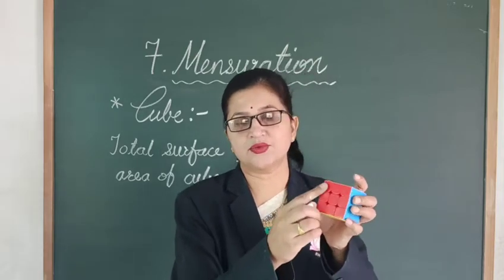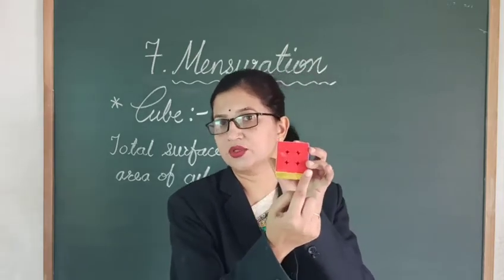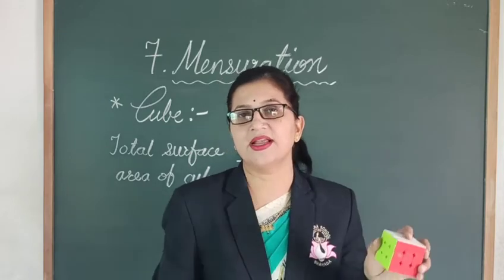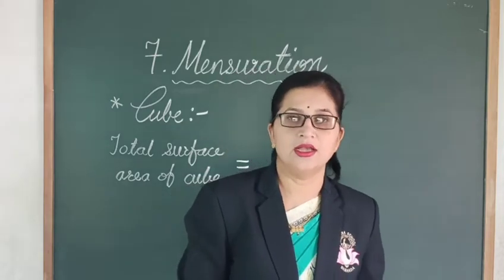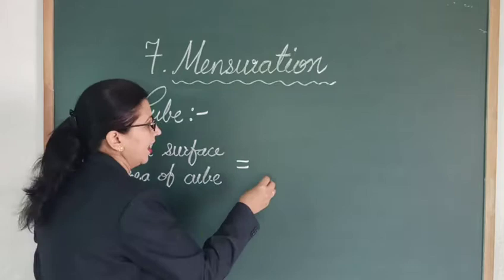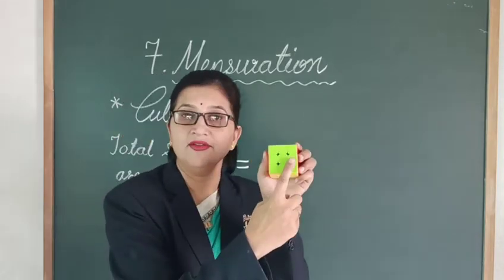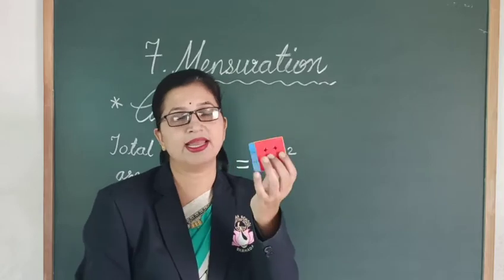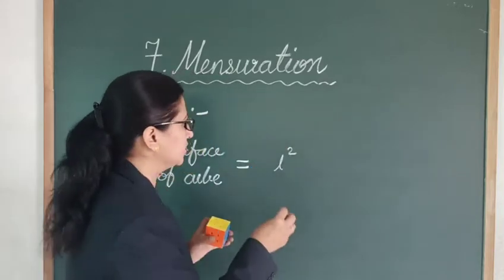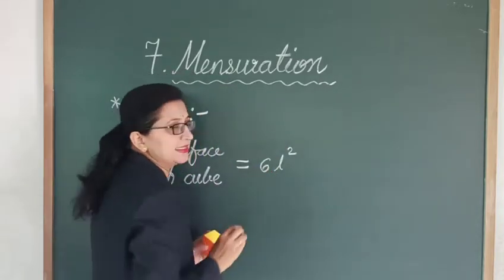Okay, so here each side is a square, and we can consider each side as L. So here we get L square. This is the area of one face. How many faces are there? 6. Okay, so we'll multiply it by 6.